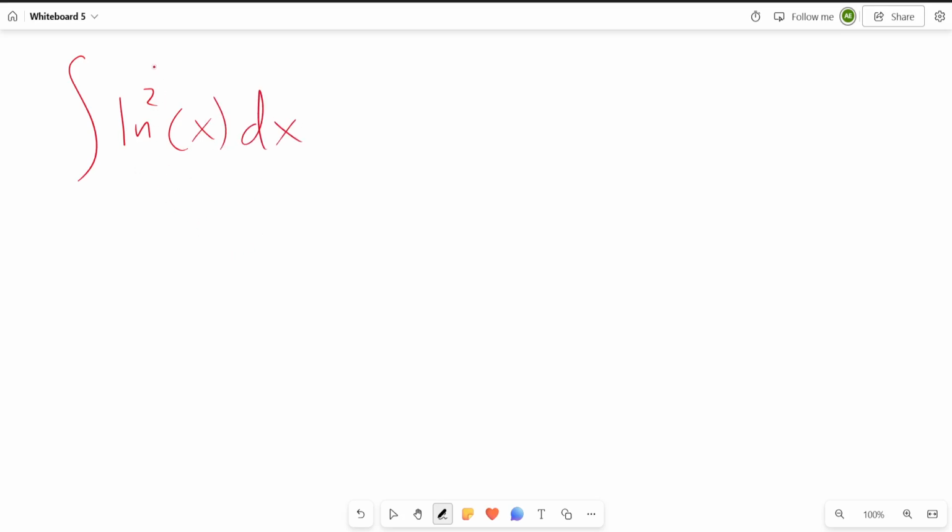Ln squared of x is exactly equal to ln of x all to the power of 2. It's the same as ln squared of x. It's just written that way. Okay, so let's see what we can do over here.